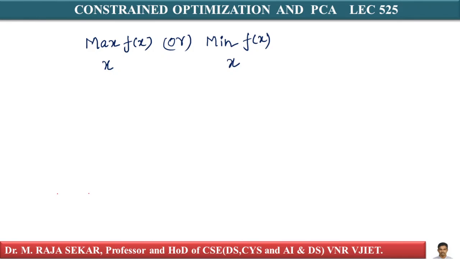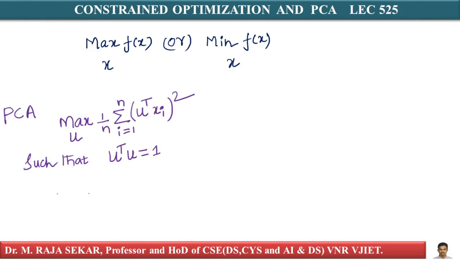But if you recall our PCA, let's write the PCA formulation again. If you forgot, please go to the dimensionality reduction lecture and see that formulation of PCA. The formulation of PCA looks like this. Find the u which maximizes 1 by n into sigma i equal to 1 to n, u transpose xi whole square, such that u transpose u equal to 1.